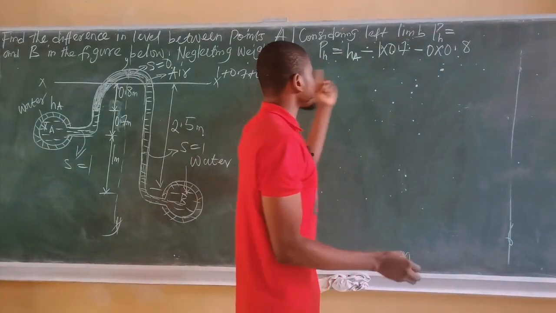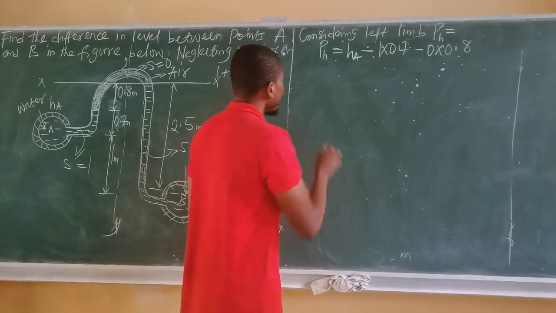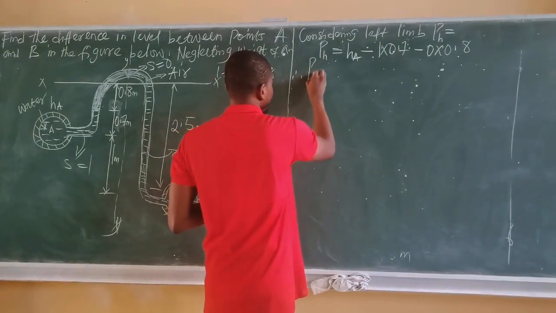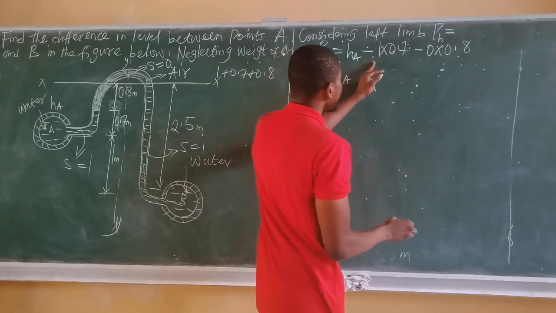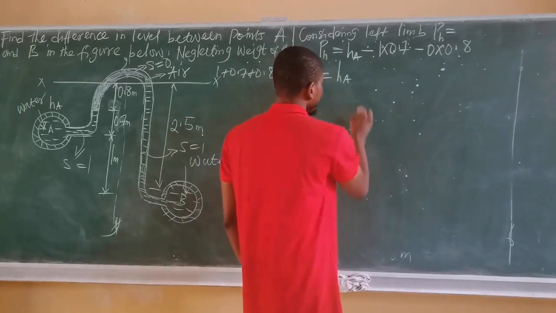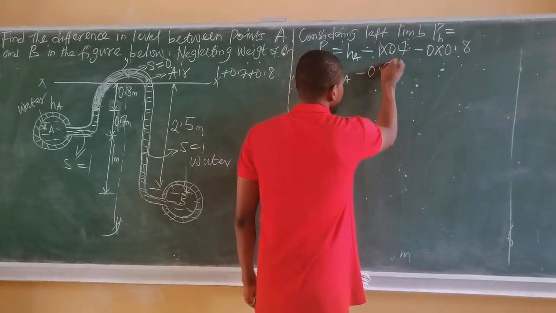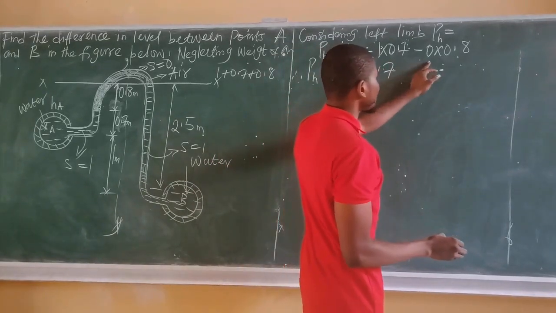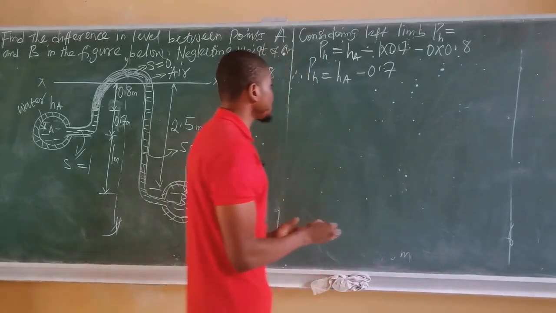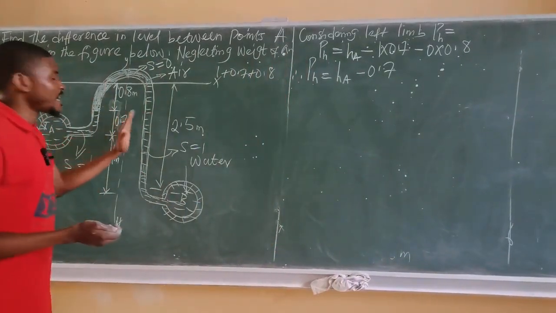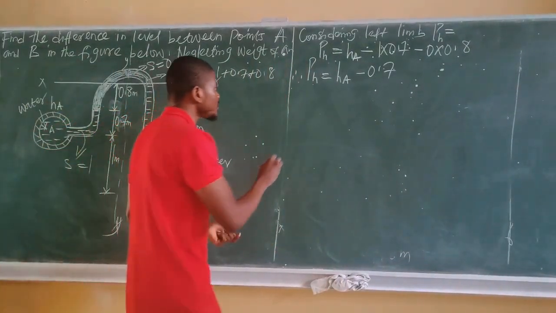This becomes the total pressure head on the left limb. Therefore, the pressure head is now equal to HA, 1 times 0.7 remains 0.7, so HA minus 0.7, and of course minus 0 times 0.8 becomes 0. Automatically, everything else drops off. You keep this aside. Now you consider the right hand limb.